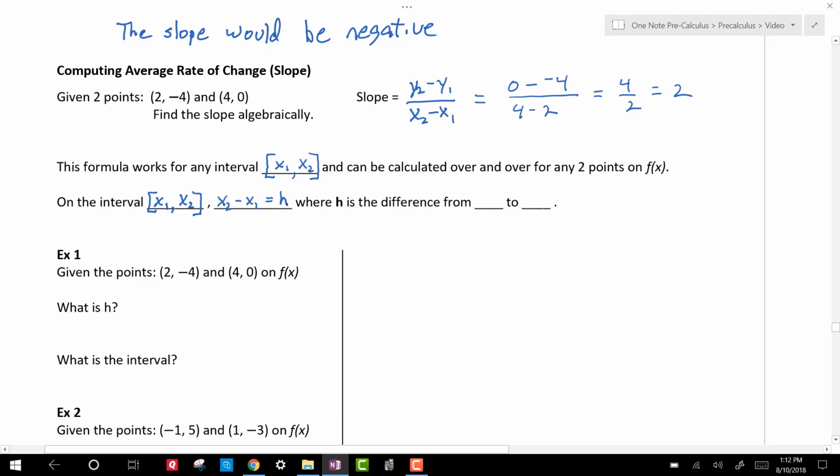Now I'm just going to come over to the side and look at this interval up top here. So I had the points (2, -4) and (4, 0). So this would be my x1, and this would be my x2. If I take x2 and subtract x1, so 4 minus 2 equals 2. That's going to equal some value of h, where h is the difference, or the space or the distance, between x1 and x2.